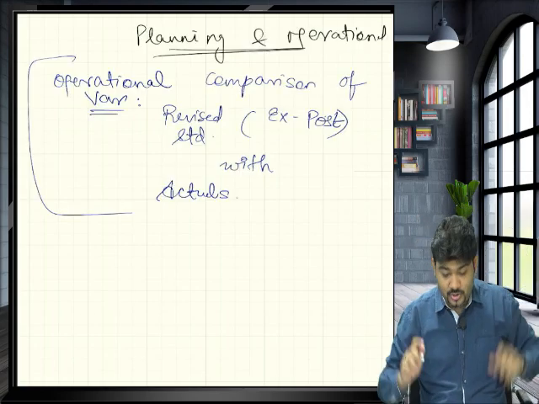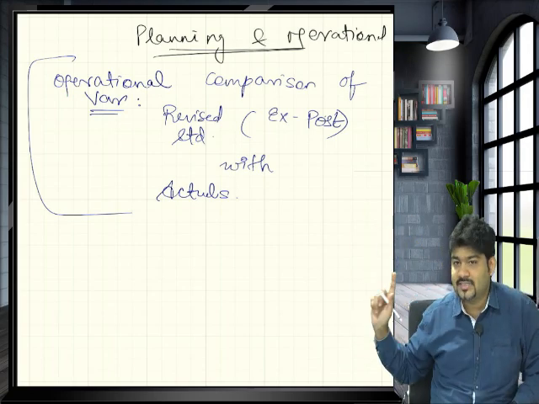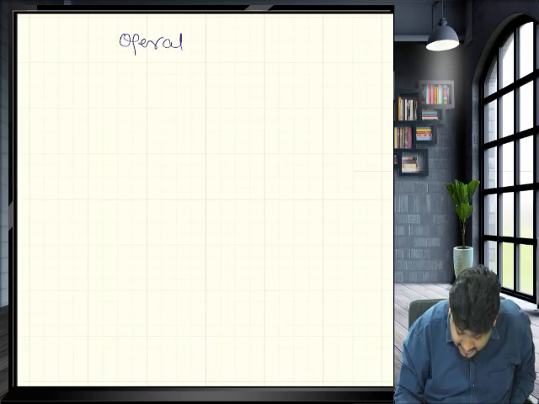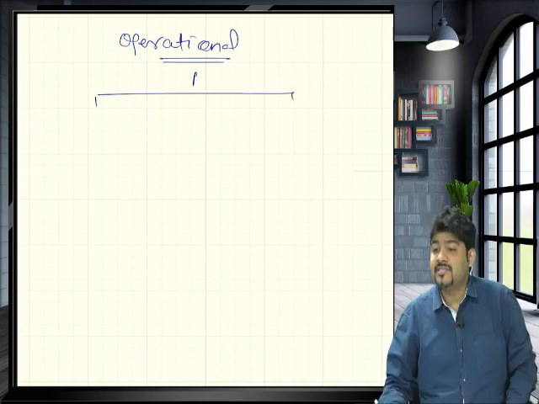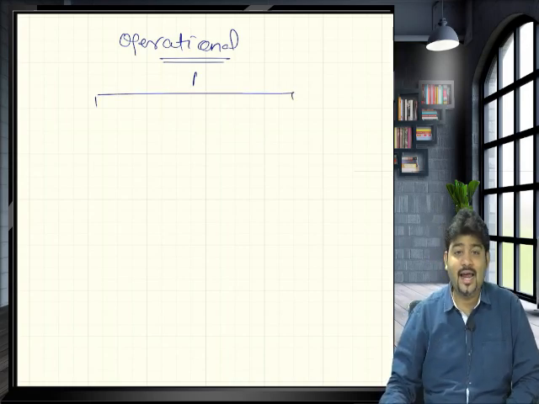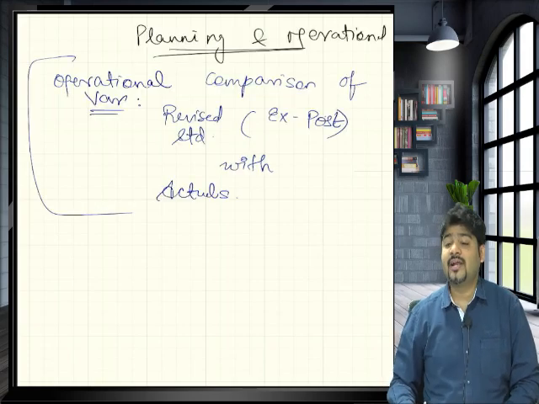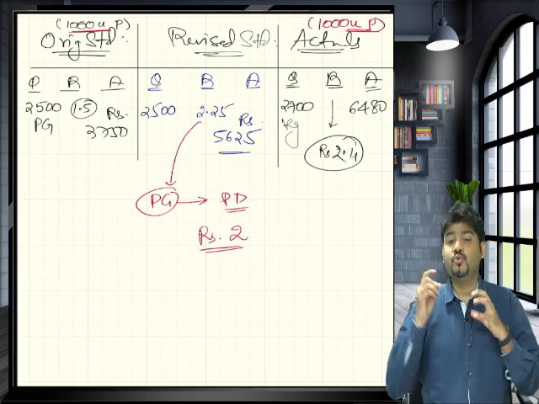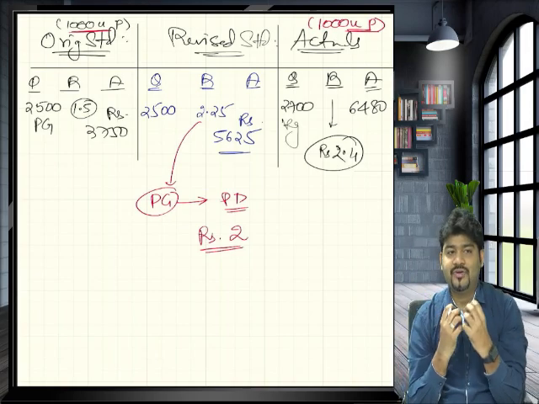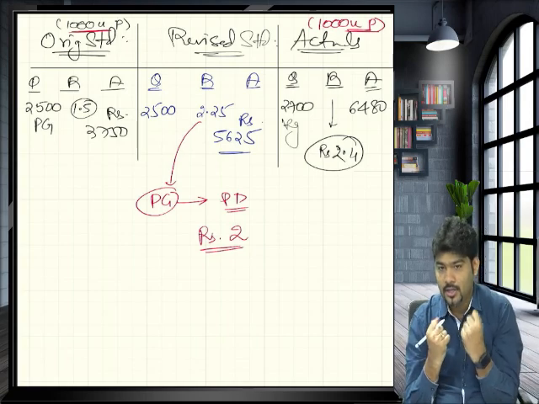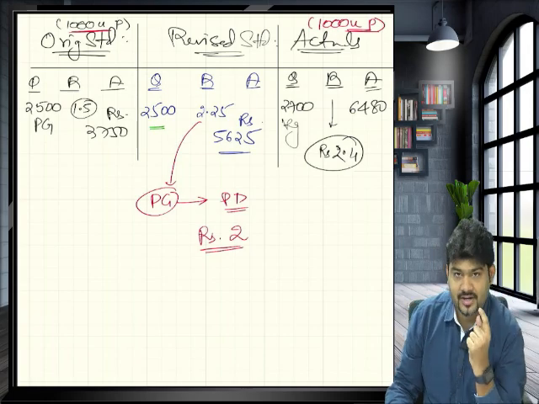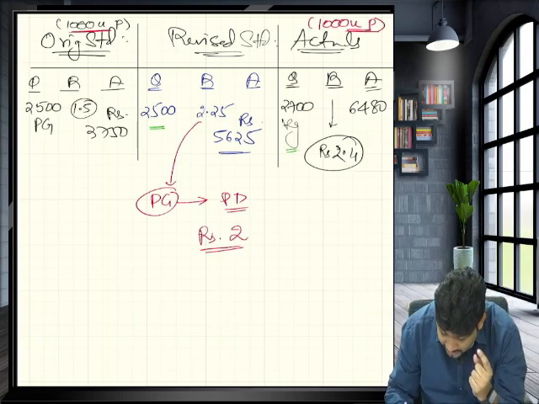In operational variance, what are we going to compare? Revised standard with the actuals. So here I will write operational variances. Don't write anything, just focus and give me the answers. In operational variance we have two. Can I say usage variance and price variance? See, I'll tell you why we have usage variance and price variance. Usage variance is a comparison of actual quantity with the standard quantity. In revised standard, what is the quantity? 2500. In actuals, what is the quantity?